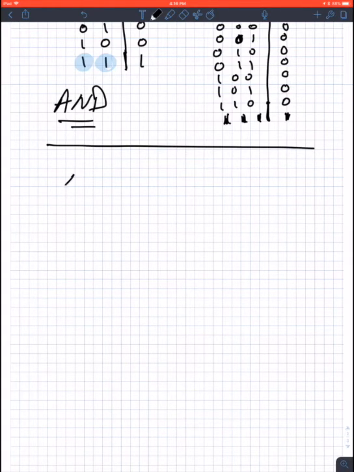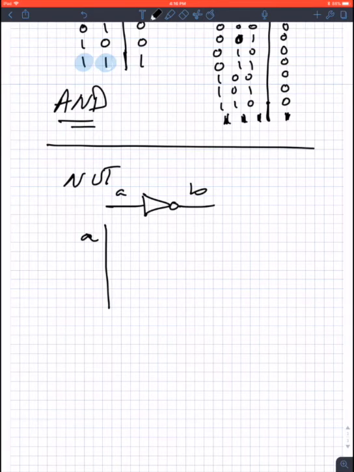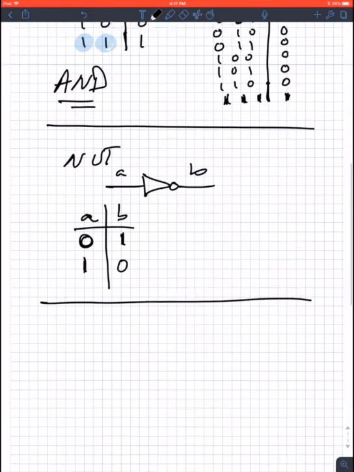We should also talk about the inverter at this point. Not, that's pretty easy. All right, so you only have an A and an output B. All right, so if you put in a 0, the inverter just changes the answer to a 1. It flips it over to the opposite voltage state. So if you put in a 1, you get a 0. All right, so not is very easy.